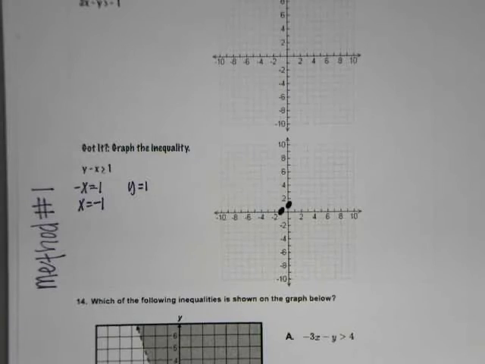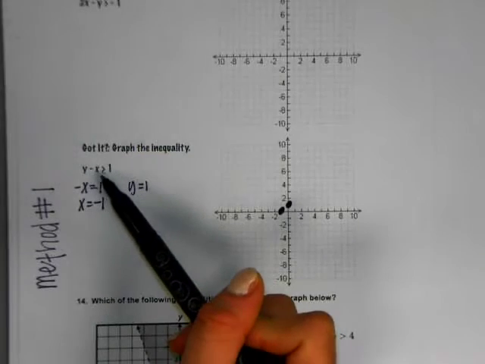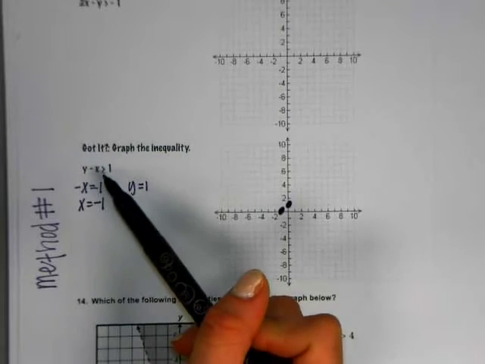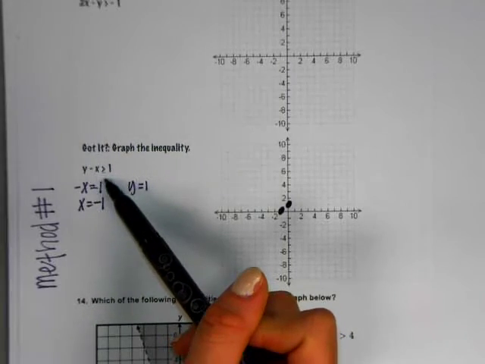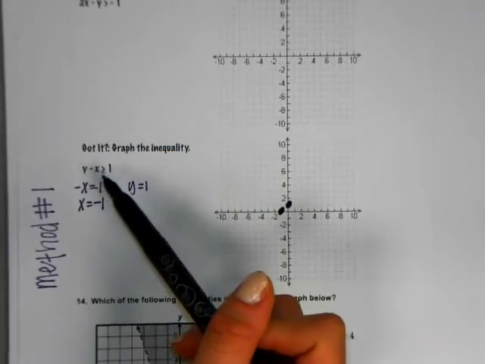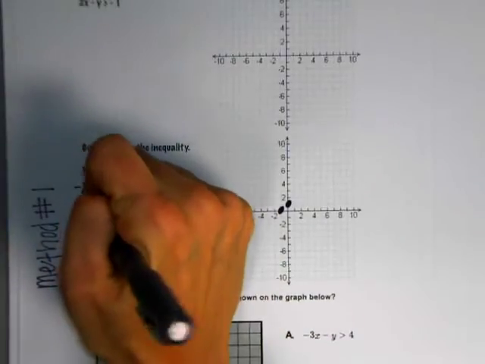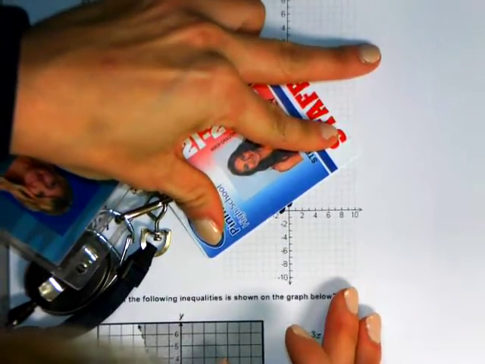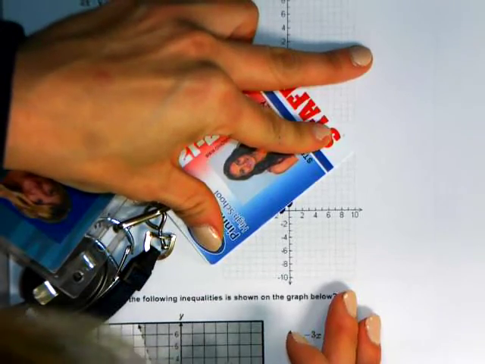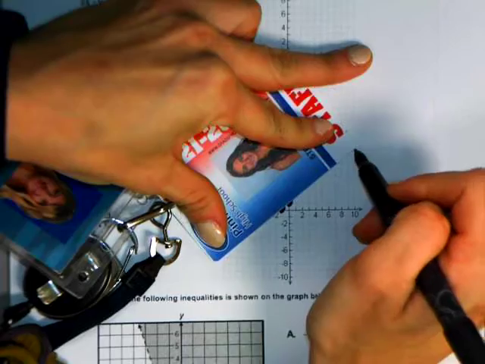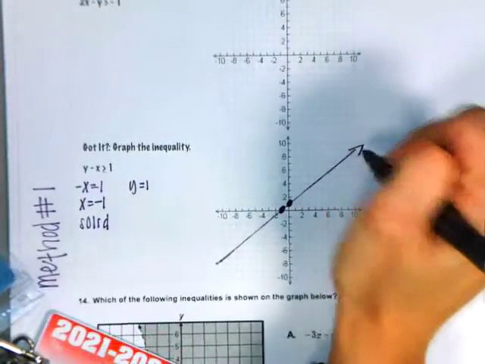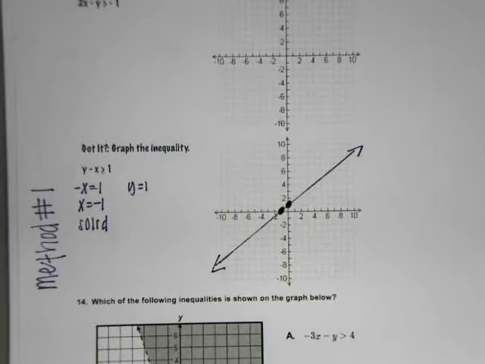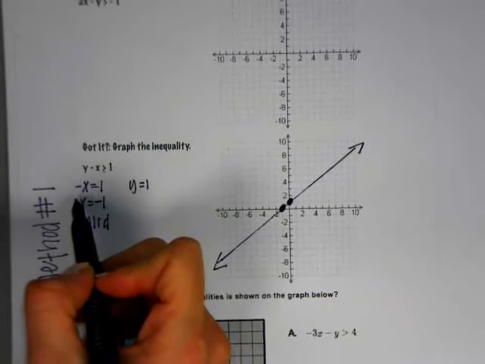As far as what type of line to use, if you have the line underneath that symbol, like the equal to line, then you're going to use a solid line to connect them. If you don't have that line, you're going to use the dashed line. Okay, so this one would be a solid line. And then we are going to have to use a test point. Yeah. So how did you get x equals negative 1? Because you divide by the negative in front of the x.